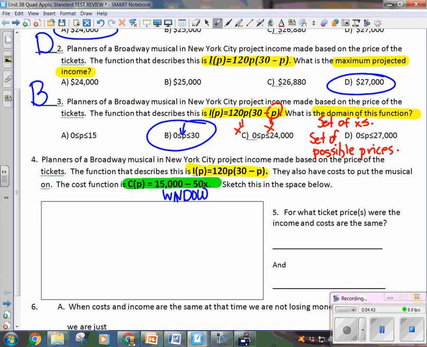The price would be between 0 and 30. That was actually the question we answered in number 3. And then in number 2, it asked me the maximum projected, so 0 would be the least amount, and then it said 27,000 would be the highest amount. So what I'm going to do is keep those numbers in mind. Remember, those numbers came from the table.